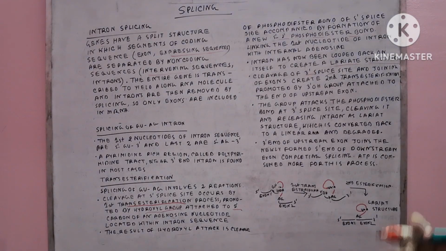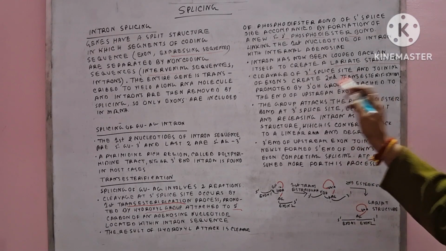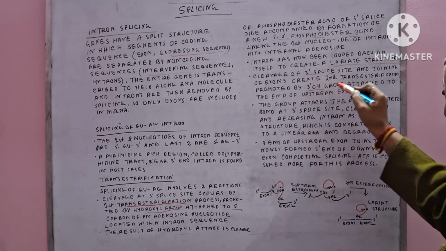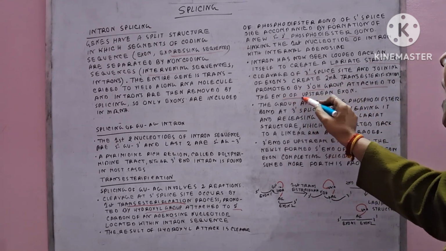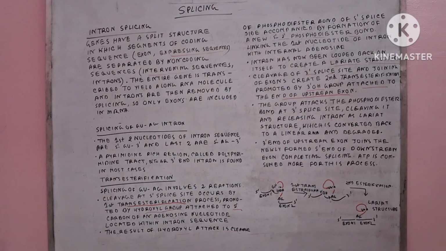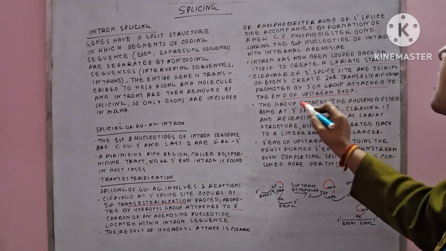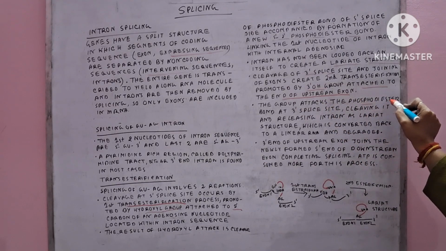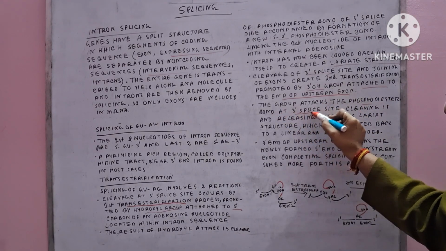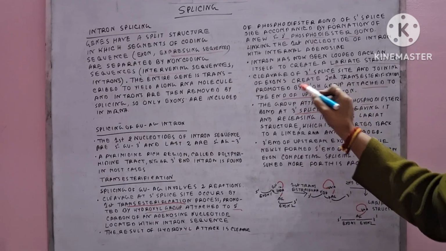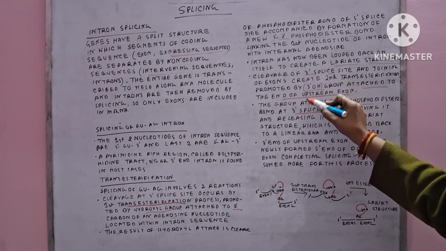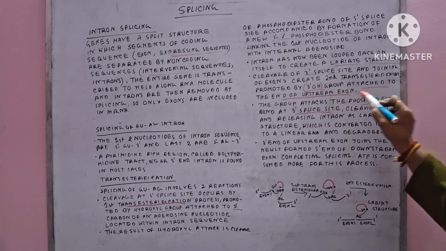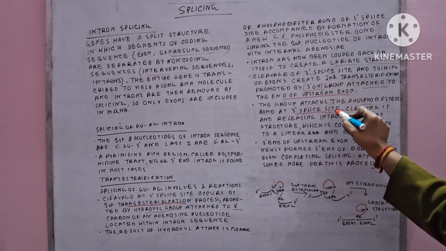And in the second esterification, what happened? That is promoted by the 3' hydroxyl group. Where is it attached? It is attached to the end of the upstream exon. Okay, it is attached with the upstream exon, and this group attacks the phosphodiester bond at the 3' splice site. Now, which group do I mean? This 3' hydroxyl group. This attacks the phosphodiester bond at the 3' splice site.